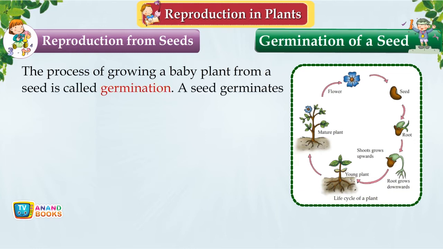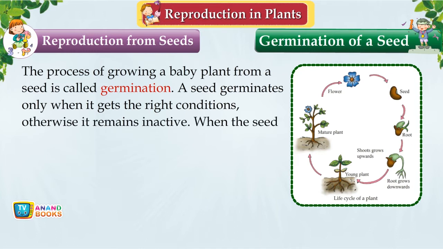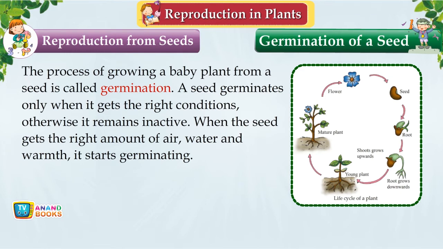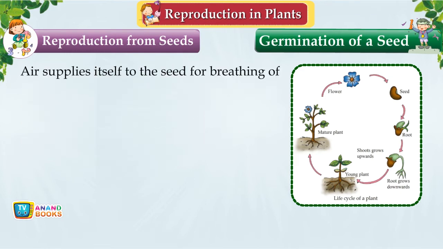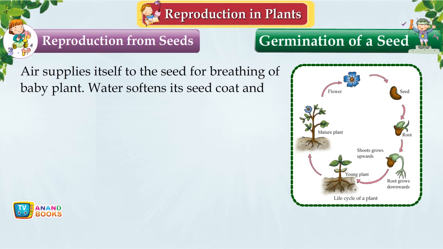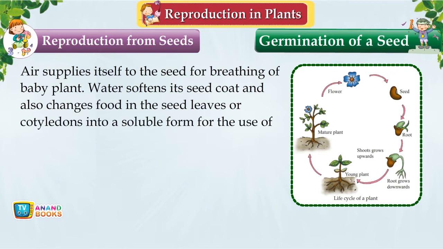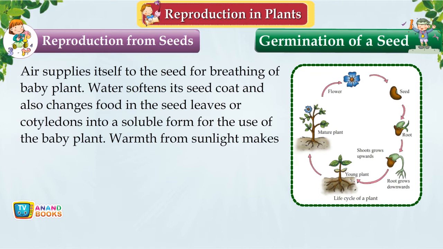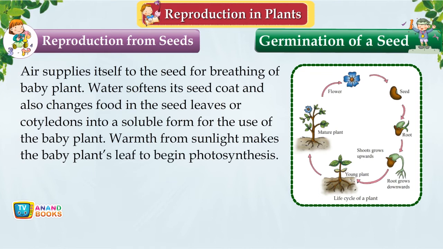A seed germinates only when it gets the right conditions, otherwise it remains inactive. When the seed gets the right amount of air, water, and warmth, it starts germinating. Air supplies itself to the seed for breathing of the baby plant. Water softens the seed's coat and also changes food in the seed's leaves or cotyledons into a soluble form for the use of the baby plant. Warmth from sunlight makes the baby plant's leaf begin photosynthesis.